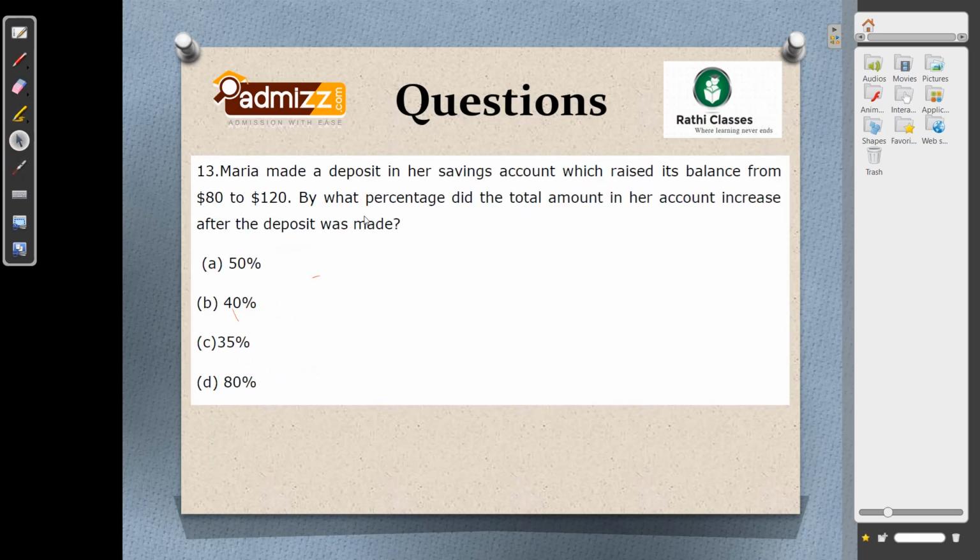So moving on to the next question. Maria made a deposit in her savings account which raised its balance from $80 to $120. As you can see, the initial amount is 80 and the final has been raised to 120, that is a $40 increment. By what percent is the total amount in her account increased after the deposit was made? So directly you can say the answer is 50%, because half of $80 is 40 and the increase is 40. So the answer would be A.